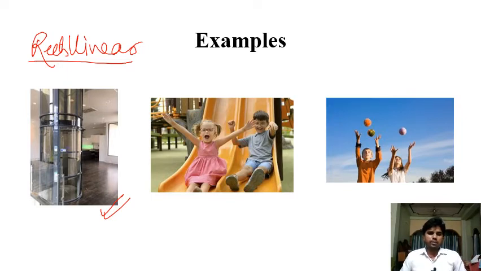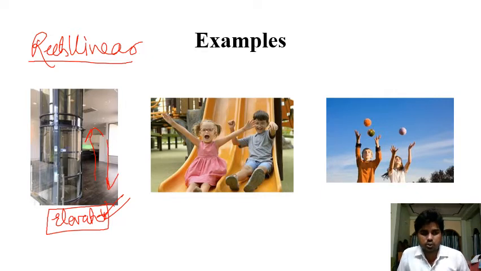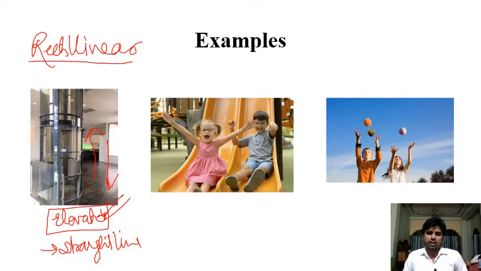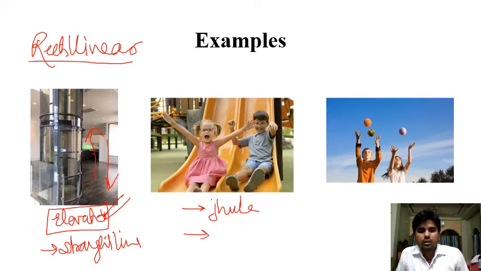Okay students, so the first image is of an elevator. So what does an elevator do? It takes the person from the ground floor to the upper floor and from the upper floor to the lower floor. So this motion is also in a straight line. Now see, some children are playing, they are coming down from an inclined plane. This is a kind of jhula. So here also the baby is coming down in a straight path.